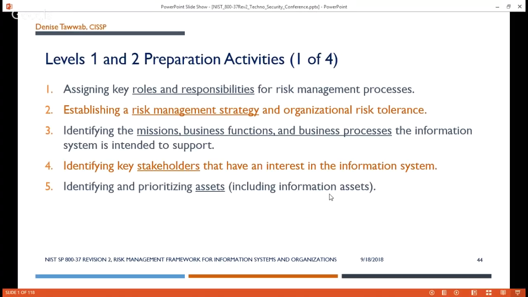Level 1 and 2 preparation activities are assigning key roles and responsibilities for risk management processes. So this is at the governance level. You want to decide what are your security and privacy roles, what are they going to be, and who's responsible for what. Next up, establishing a risk management strategy and the organizational risk tolerance. Then 3, identifying the mission business functions and the business processes the information system is intended to support. And then you want to identify the key stakeholders that have an interest in the information system. And then you want to identify and prioritize your assets, including your information assets or your data.